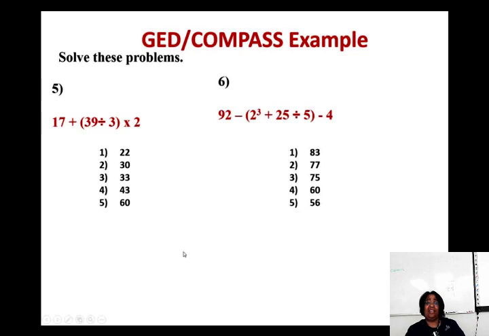Okay, so try number 6. On number 6, what should I do first? 2 to the third power. And what's 2 to the third power? That's 2 times 2 times 2, which is 8. Okay? It is not 6, it is 8. And then you'll do 25 divided by 5, which is 5. So what's 8 plus 5? 13. So 92 minus 13 minus 4. How much do you get?